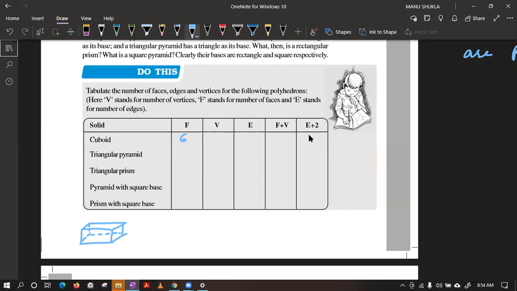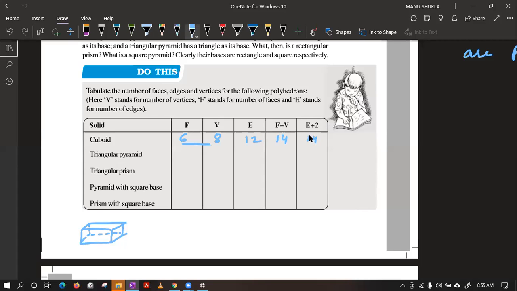Tell me the number of vertices, class. There are 8 vertices. Number of edges is 12. Yesterday we have seen this thing. Now, if you do F plus V, that is 6 plus 8, what will you get? You will get 14. And if you do E plus 2, you will get again 14.